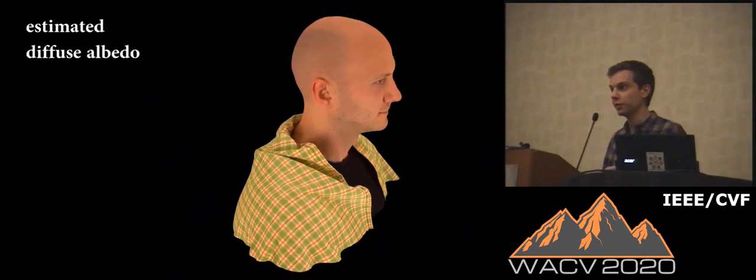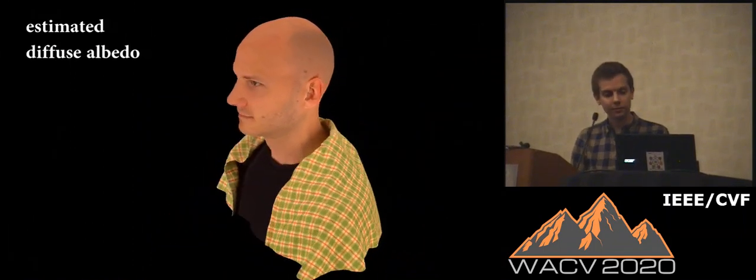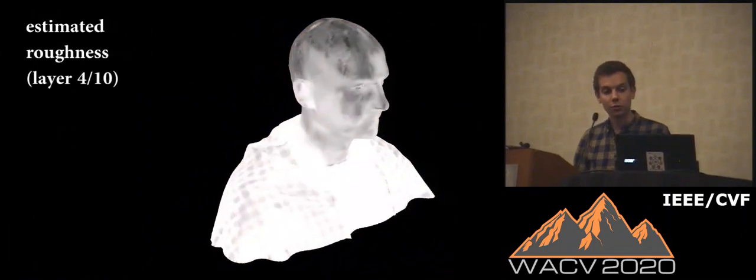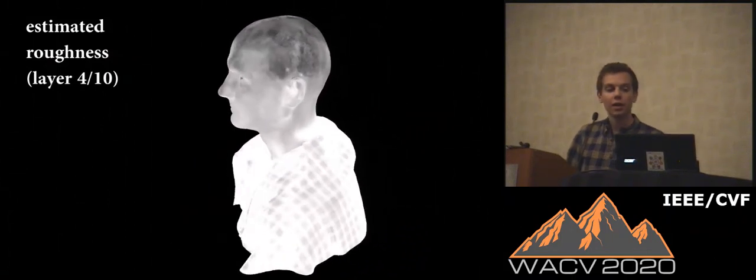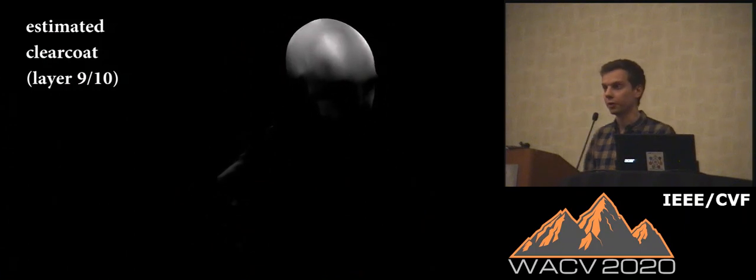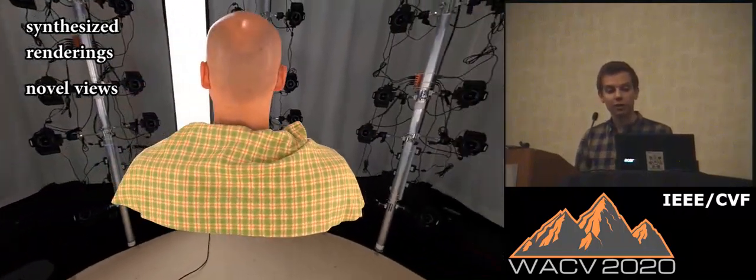So first we see the estimated diffuse albedo for this upper body example. And I'd like to show two example layers of the BRDF, which is here the roughness layer. And I'd also like to show the clear coat layer, which nicely corresponds to the physical properties. And with that in hand, we can now generate synthesized renderings for novel views, which look photorealistic.